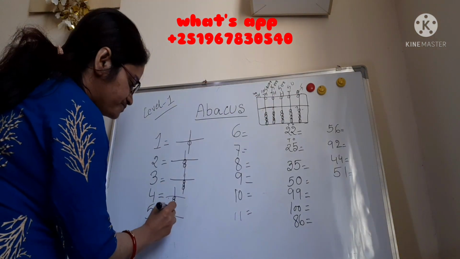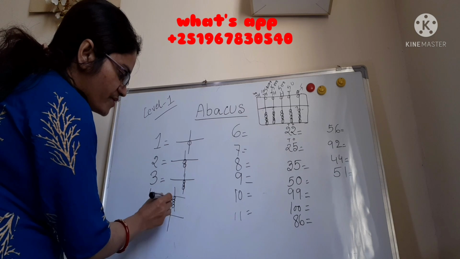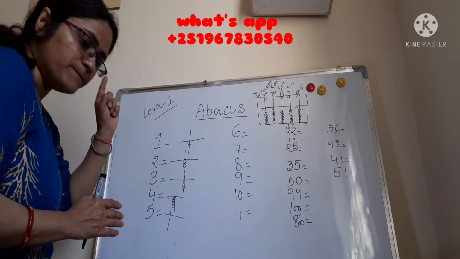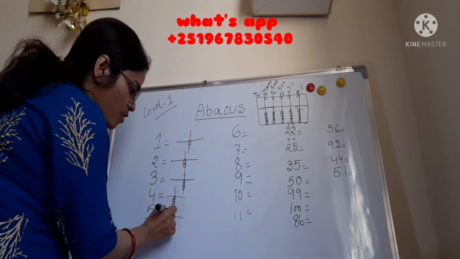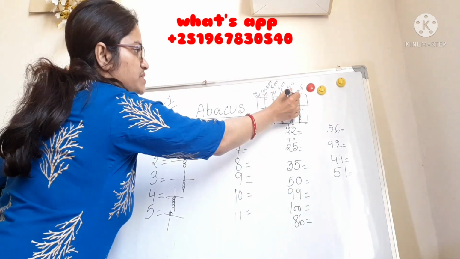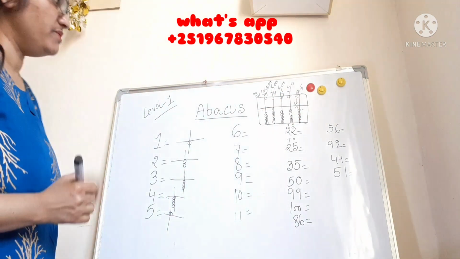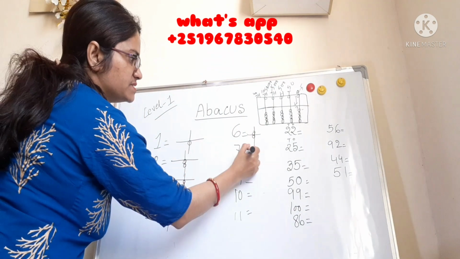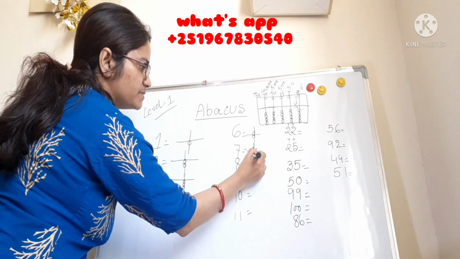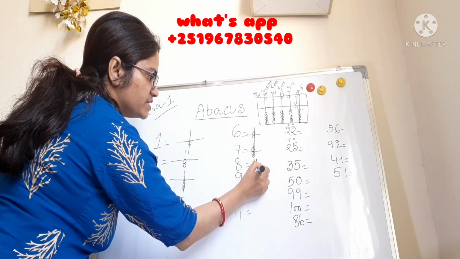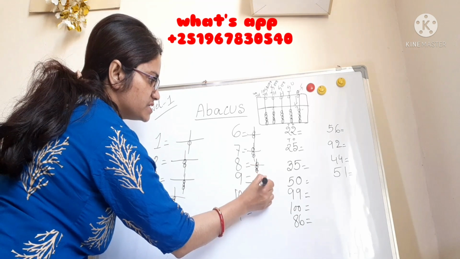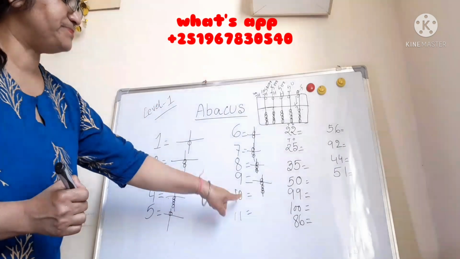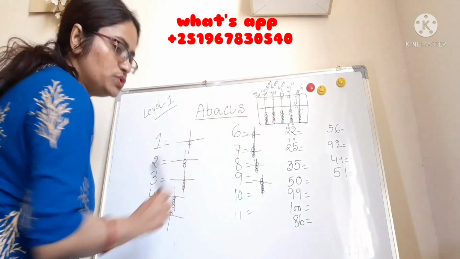Whenever you calculate, after finishing calculating, you will put the beads down. So 5 means only this bead I will bring down from here to here. So this is denoting 5. 6 is 5 plus 1 bead up, 7 is 5, 6, 7, 8 is 5, 6, 7, 8, and 9 is 5, 6, 7, 8, and 9. And 10 means I will go to the tens place.